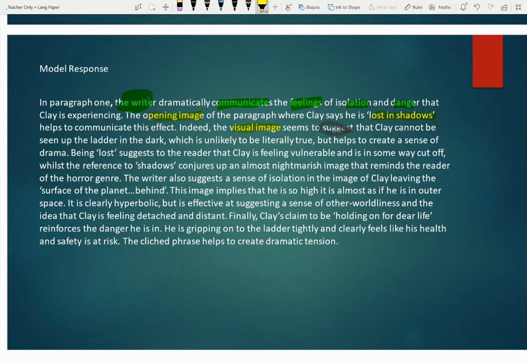Okay, there's my analysis. Whereas the reference to shadows conjures up an almost nightmarish image, maybe a bit over the top, but I'm going to go for it, that reminds the reader of the horror genre. This idea of being lost in the shadows, it's scary, it's terrifying. It certainly goes back to my topic sentence that he feels in danger. So that's the first quote dealt with.